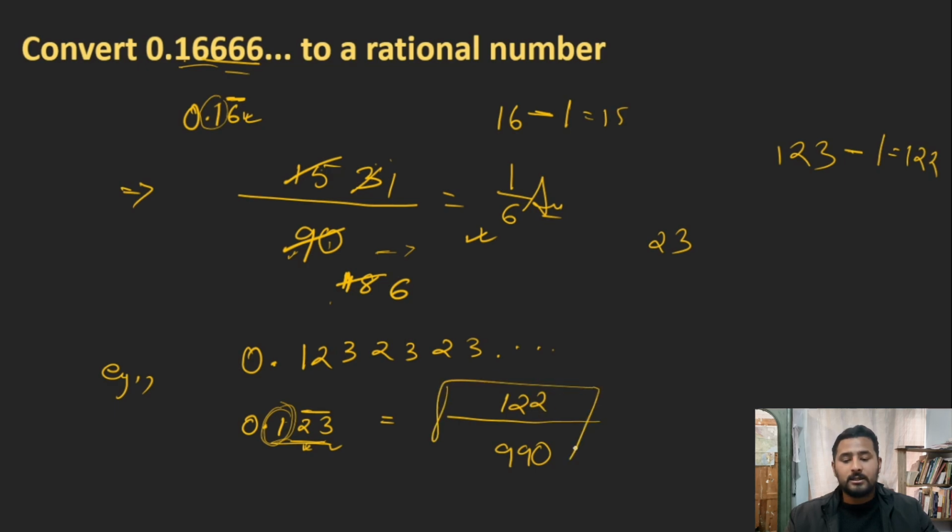I hope this is clear. A very easy trick you can do. Otherwise you have to follow that school method, x equal to, then 10x, then multiply again by 100x, like that. Okay, so I hope it is clear.